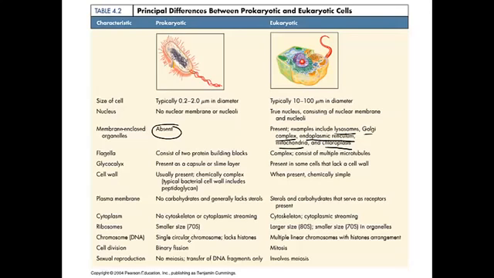Also, how they divide. Prokaryotic cells literally divide in two. Binary means two. Fission means splitting. And they make genetically identical copies of themselves. In eukaryotic cells, the process of mitosis makes genetically identical daughter cells as well.